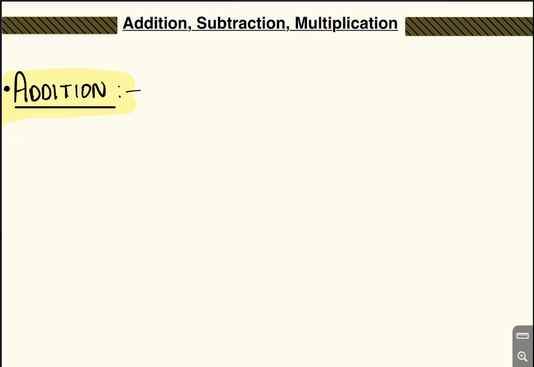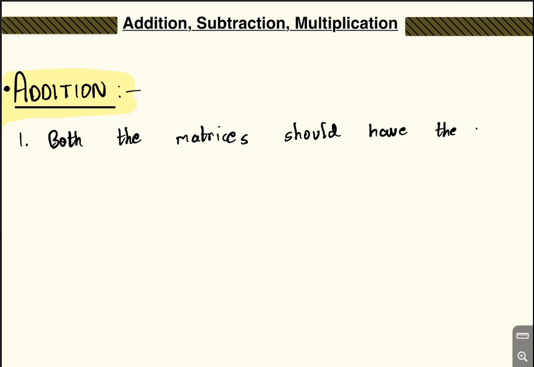There are some specific rules for how to add. Addition and subtraction both are very similar to each other, okay? In addition, both the matrices should have the same order. What do you mean by order? Like if one matrix is a 2 by 2 matrix and the other is a 3 cross 3 matrix, then these two matrices cannot be added.